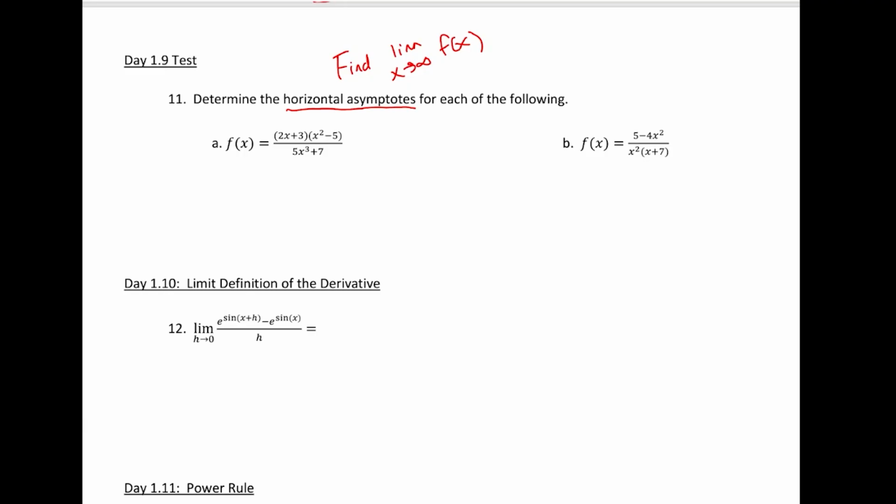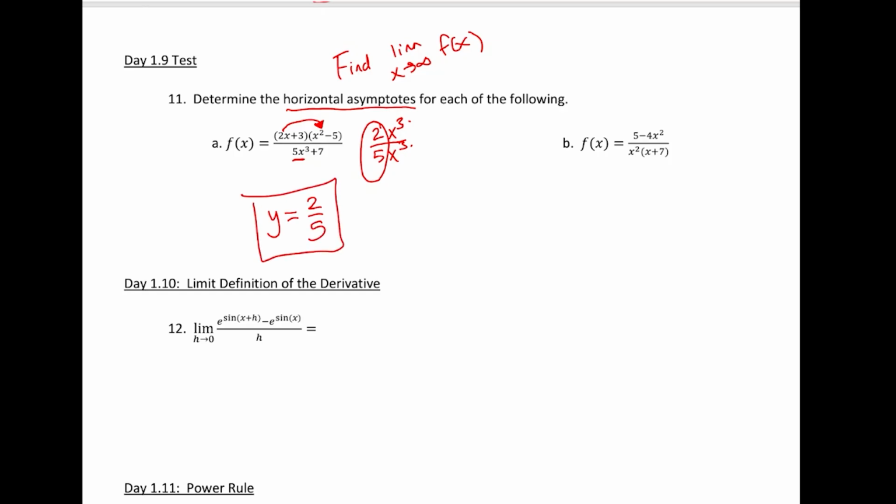So the first one, we're going to look at basically the leading terms here. The numerator's leading term, it's not written in standard form, so we have to find it, is 2x cubed. The one in the denominator is 5x cubed. And so when we look at those leading terms, you see that their degrees are the same. So that means the horizontal asymptote is going to be the ratio of the leading coefficients. So our horizontal asymptote is going to be 2/5.